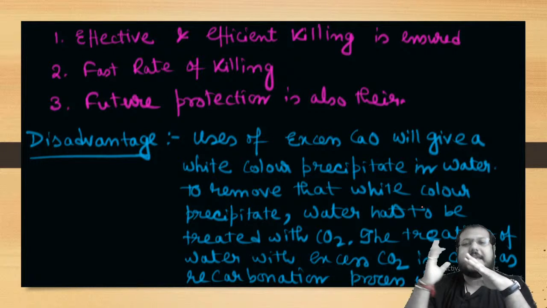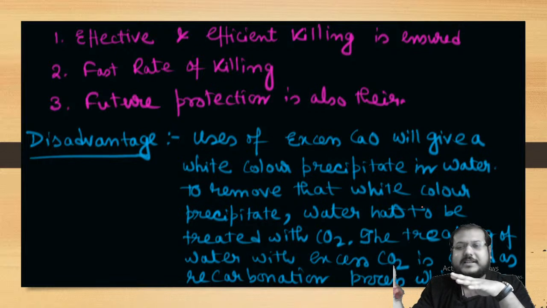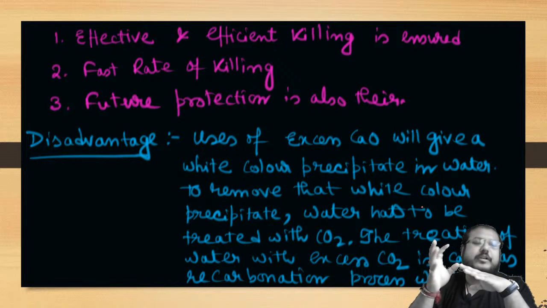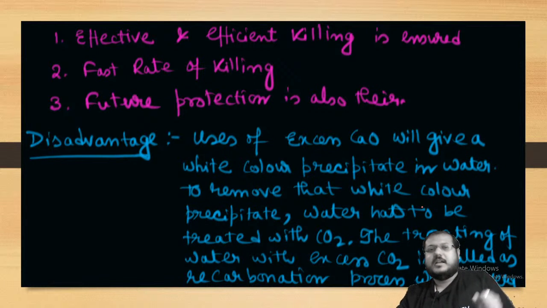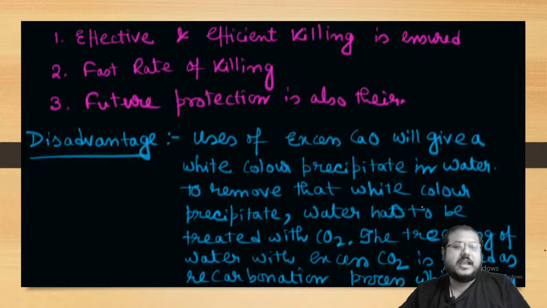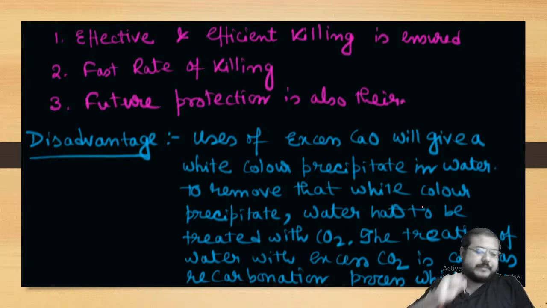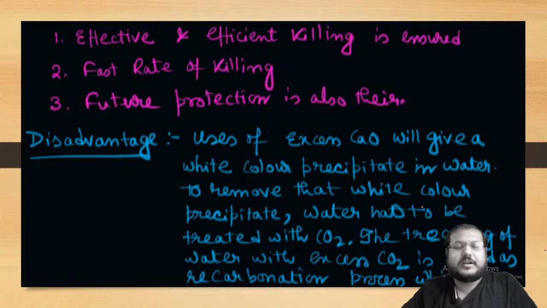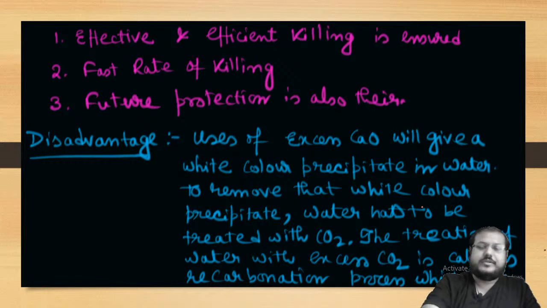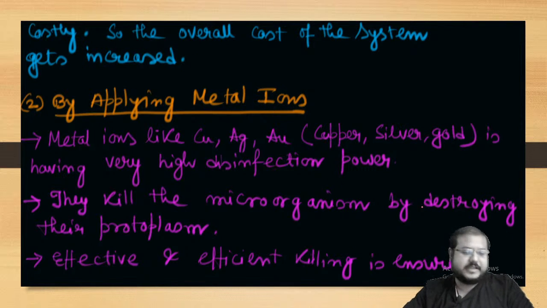The treatment of water with excess carbon dioxide is called the recarbonation process, and this recarbonation process is costly in nature. So usage of excess calcium oxide has almost all the positive points. The only negative point is that it gives a white precipitate in the water, and to remove it we have to treat the water with carbon dioxide, which is very costly. The overall cost of the system gets increased.